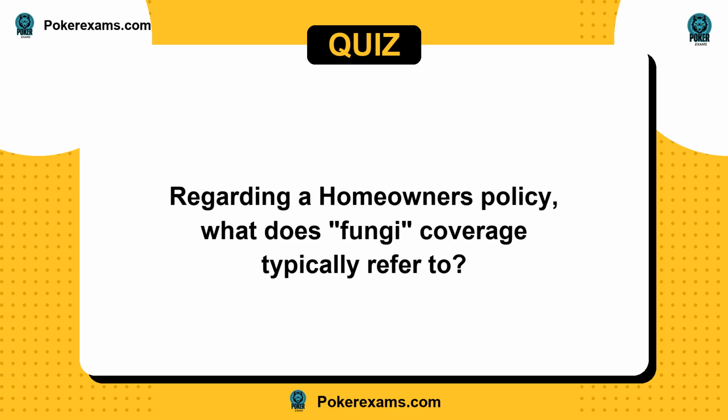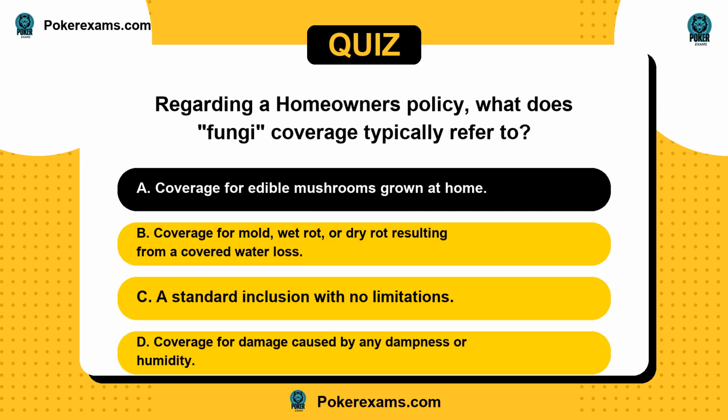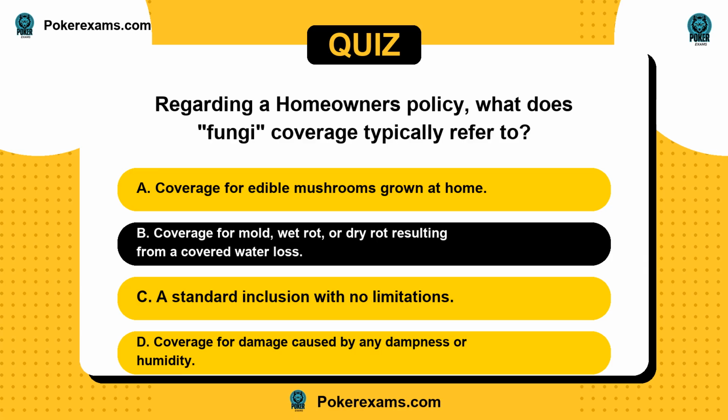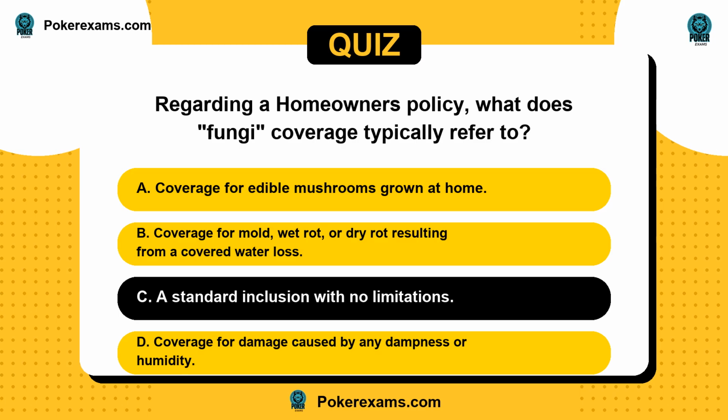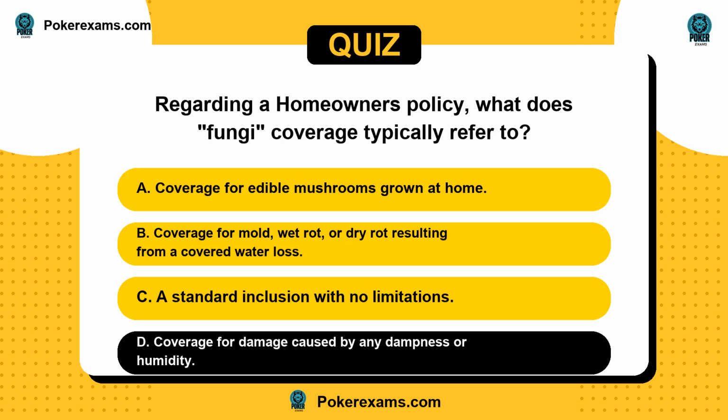Next question. Regarding a homeowner's policy, what does fungi coverage typically refer to? Is it A, coverage for edible mushrooms grown at home? Or B, coverage for mold, wet rot, or dry rot resulting from a covered water loss? C, a standard inclusion with no limitations? Or D, coverage for damage caused by any dampness or humidity?